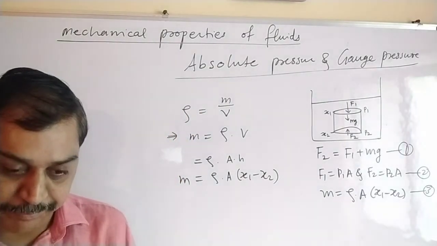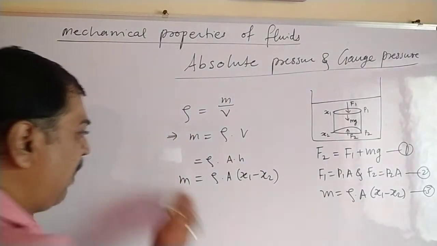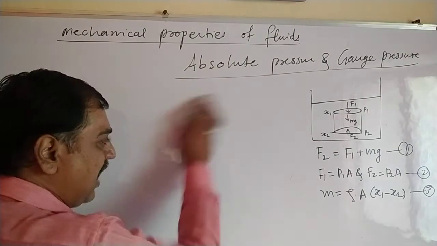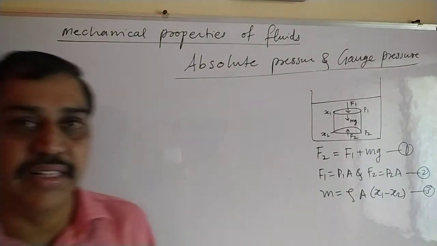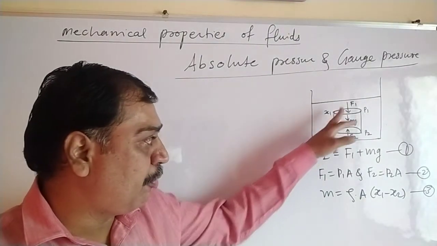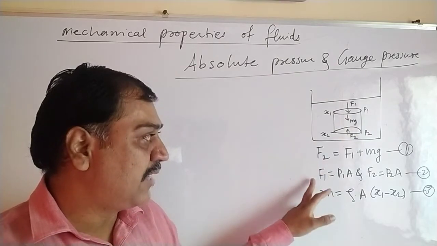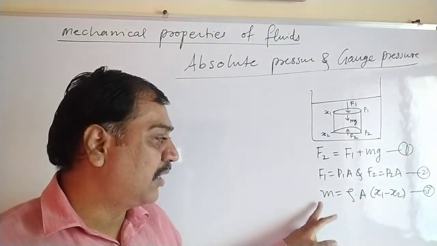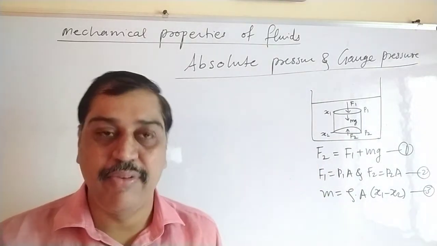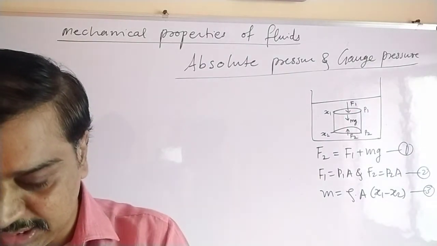Now let's go further. So I will again erase this part. This part we have already learned in the last topic. Same thing, we have written 3 equations. First equation, upward force equal to downward force. Second equation by the pressure, and third equation by the density. We have found out the mass. So these 3 equations we have written.